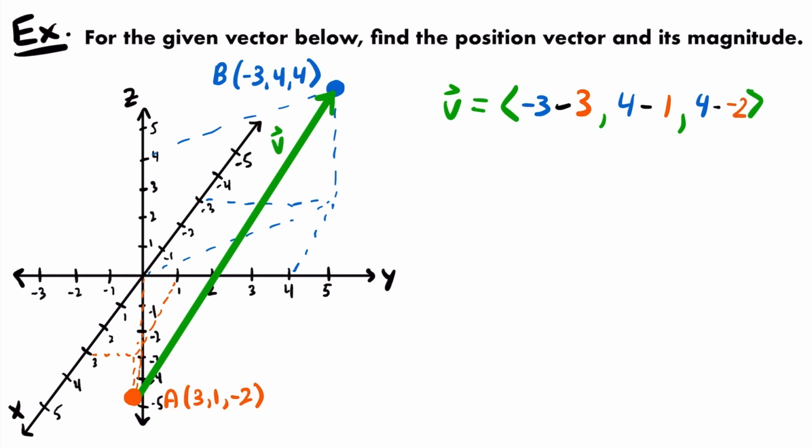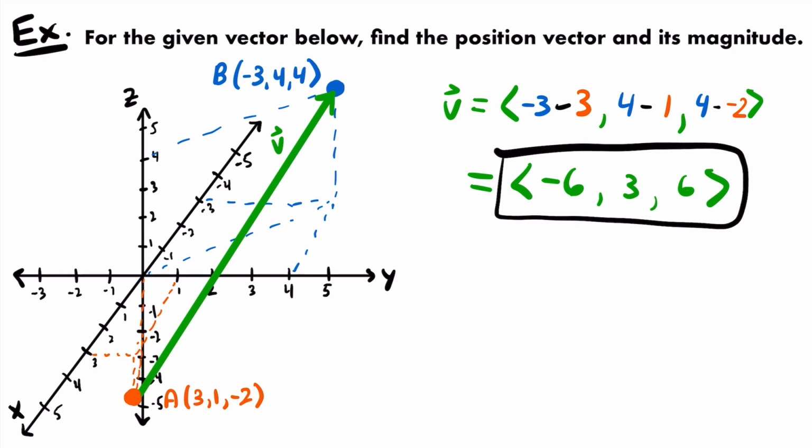Okay, so now if we simplify, this will be equal to the position vector of the point negative 6, 3, 6. Right, negative 3 minus 3 is negative 6, 4 minus 1 is 3, and 4 minus negative 2, those negatives cancel out, so we have 4 plus 2, which is 6. And so this answers the first part of this question. Vector v is the position vector of the point negative 6, 3, 6.